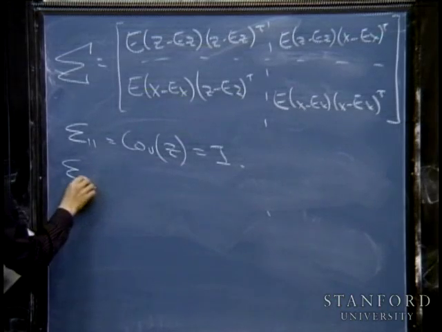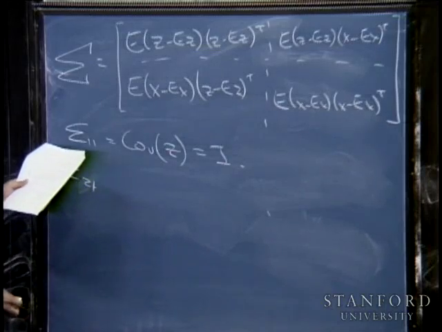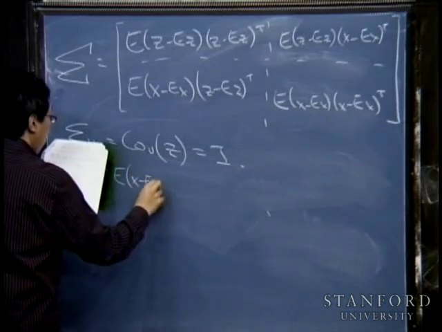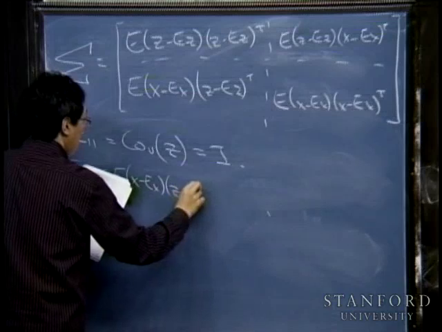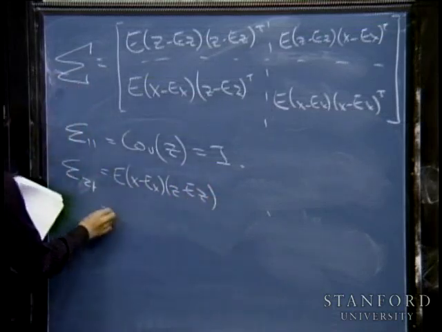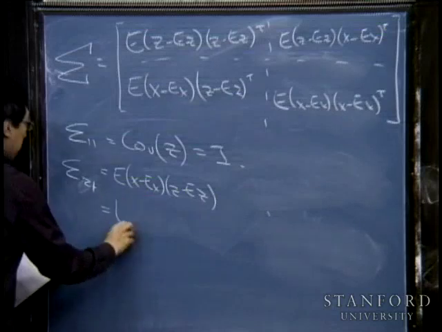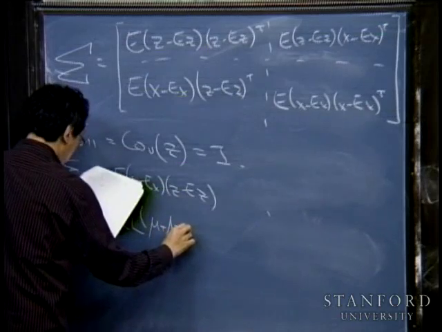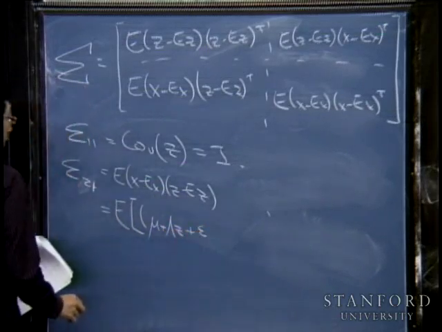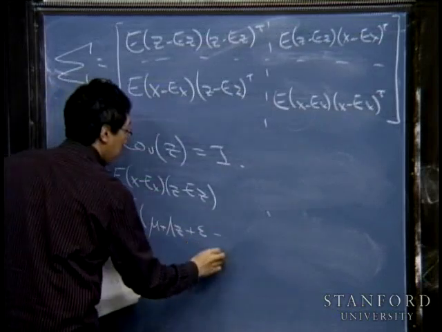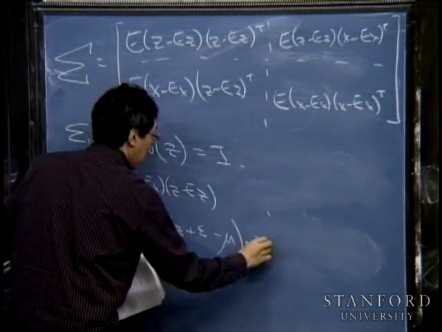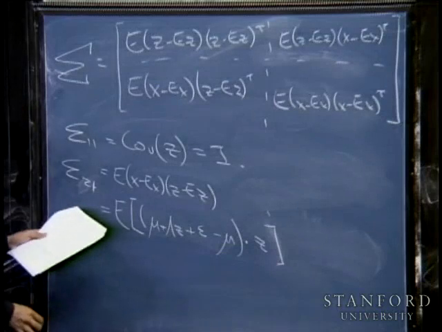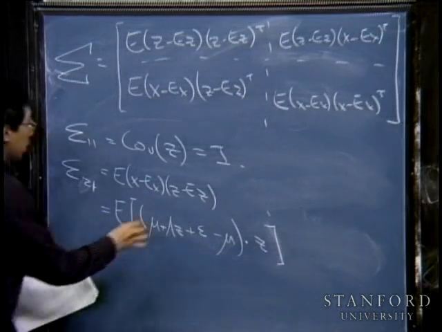Sigma 2,1, which is the lower left block, is E of (X minus EX) times (Z minus EZ). So X is equal to mu plus lambda Z plus epsilon. Then minus EX is minus mu, and then times Z, because the expected value of Z is 0.